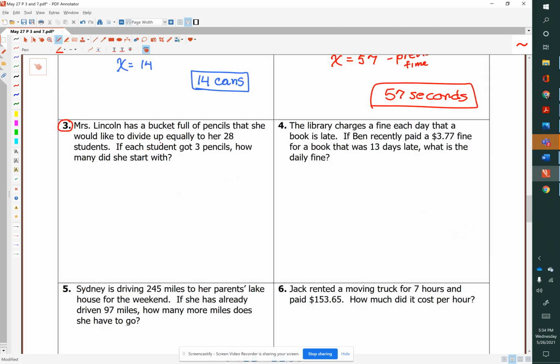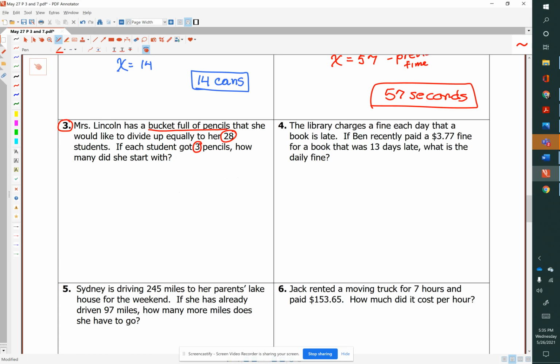8 students. Now they're saying bucket full of pencils, so I have a feeling that's what they're going to ask us: how many are in that bucket. So if each student got 3 pencils, how many did she start out with? And indeed, that's what they want to know. So we have important numbers here. We've got 28 students, and they each get 3.